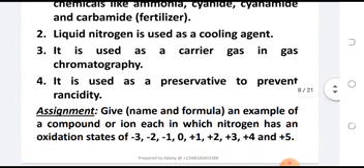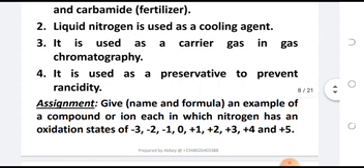So the assignment here for the students: they are to give an example of a compound or ion that contains nitrogen, in which the oxidation state of nitrogen is -3, -2, -1, 0, +1, +2, +3, +4, +5. So each must have a compound or an ion where nitrogen has this oxidation state.